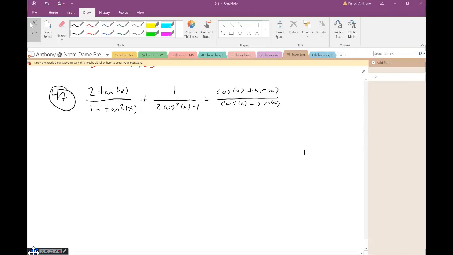So let's run through 47. I think this was maybe the worst one on here. It was a bit of a doozy. So what I'm going to do is start by working on the left-hand side here, and I'm going to start by writing everything in terms of sines and cosines, at least in the first fraction.